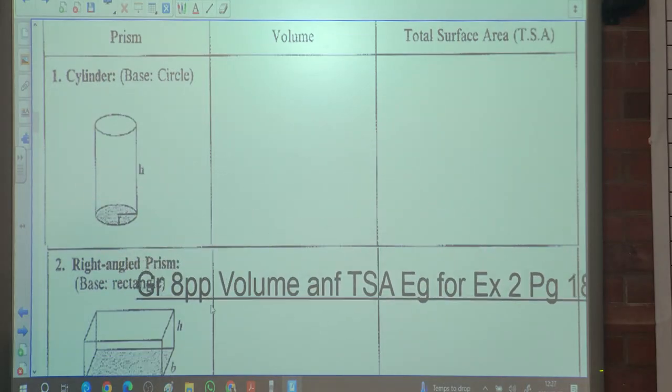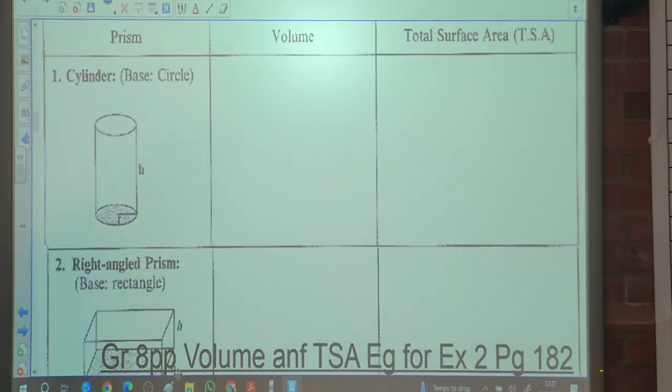Alright, so at this point you guys have written down all the formulas already. I'm going to show you how they actually derive that formula. Okay.